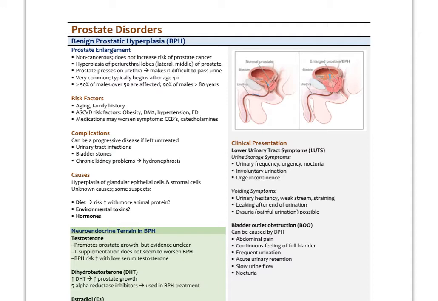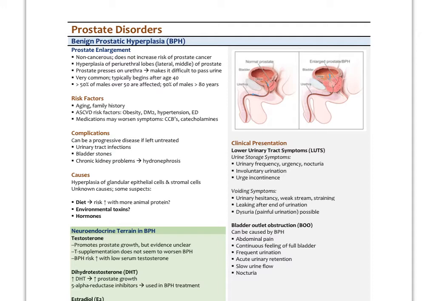So these would be the periurethral lobes, and that would be the lateral and the middle lobe of the prostate. This is going to be different than prostate cancer. That's going to be cancerous transformation of the peripheral zone, so the outer zone of the prostate, and so it's going to occur in a different area of the prostate. The prostate, as it enlarges, will press on the urethra, and that's going to make it very difficult to pass urine, and that's going to give the characteristic clinical presentation, which I'll discuss here in a moment.